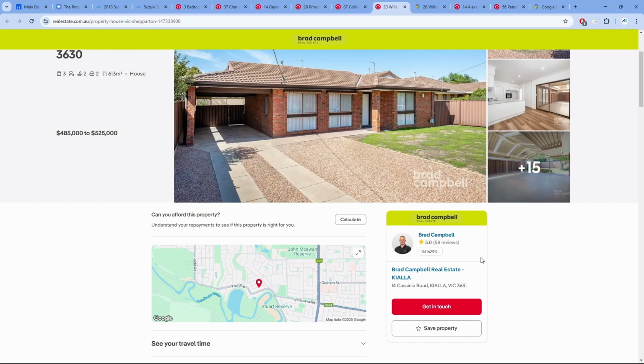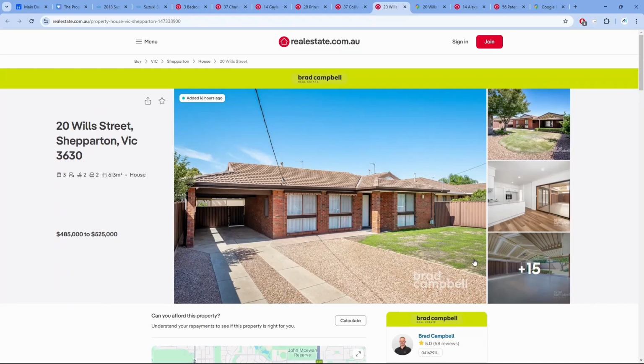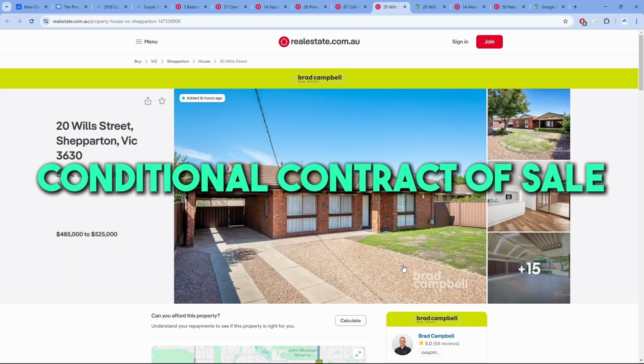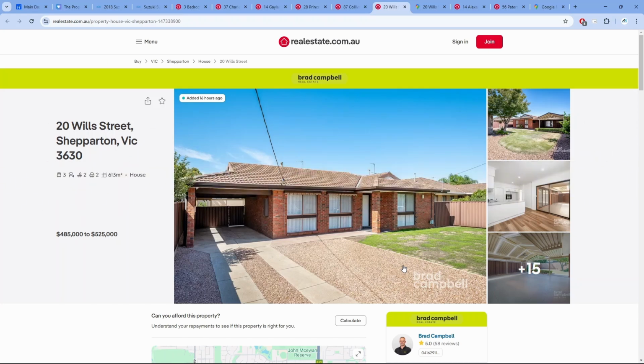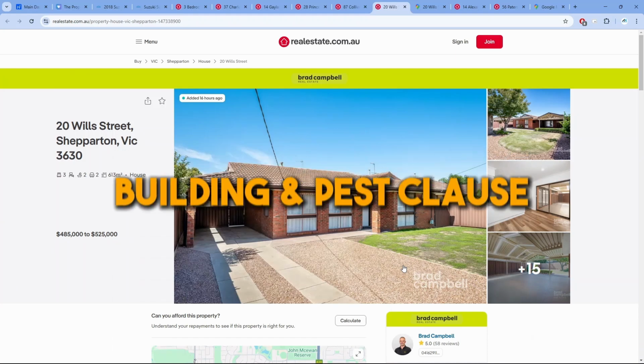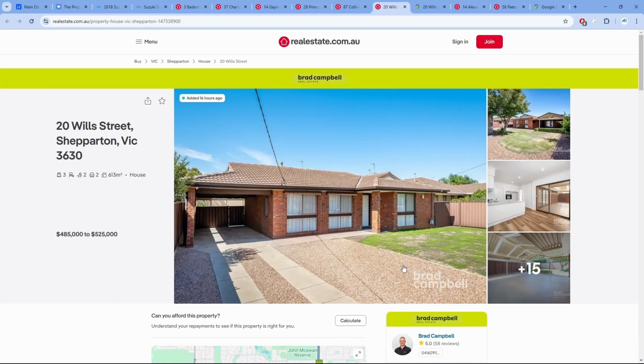Now remember, you can put as many offers as you like on a property until you sign the final contract. And then usually once you place an offer, the vendor will aim to get back to you within 24 to 48 hours after talking to their client. And then if they accept your offer, you will then exchange contracts, you will sign it, and you'll enter a conditional contract of sale. That conditional contract of sale has certain conditions like a finance clause and a building and pest inspection clause. And you also have a cooling off period in that time.